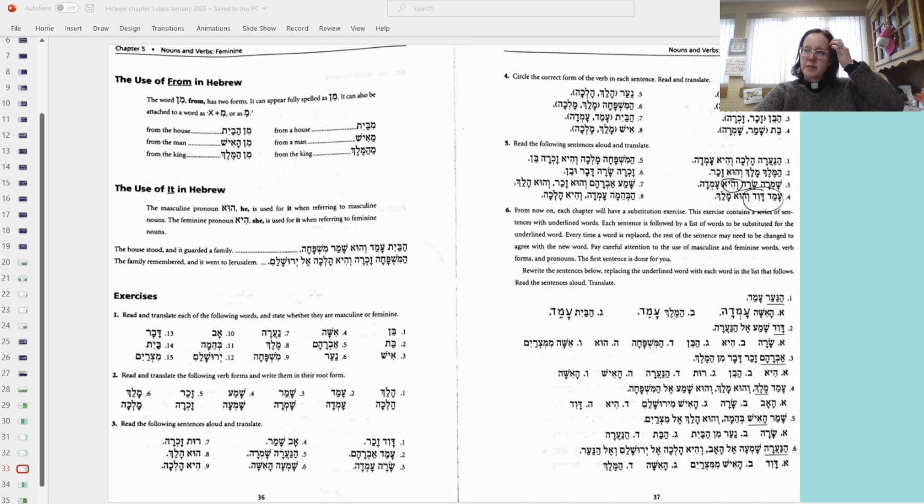The other in chapter 5, so we learned and is v. We also learned min, which is from. It's also attached. It can also be attached as a me or may. And they give examples like mi bait or meish or mehamelech, from the king.